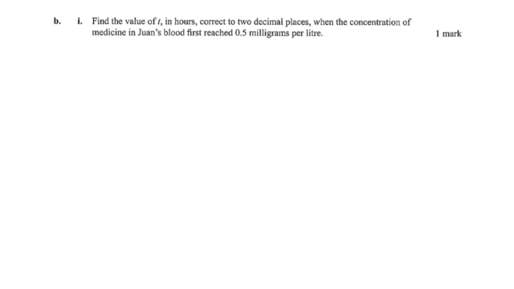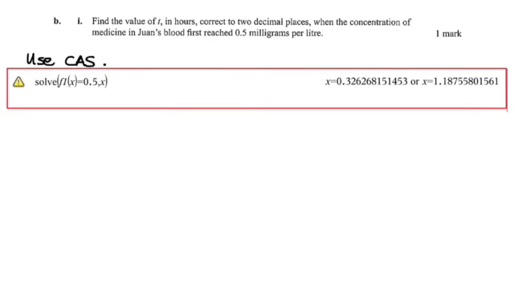B1. Find the value of t in hours, correct to 2 decimal places, when the concentration of medicine in Juan's blood first reached 0.5 milligrams per litre. Well, that's alright, no problem. Let's do that. That's 1 mark. Nice, easy question. Use CAS. So we solve for when the concentration function equals 0.5, and we get these two values. That's on the way up, that's on the way down. So we want on the way up, don't we, when it first reaches 0.5 milligrams per litre. And how many decimal places do we want? 2 decimal places, right? So that'll get us that. No problem. 2 marks for us.